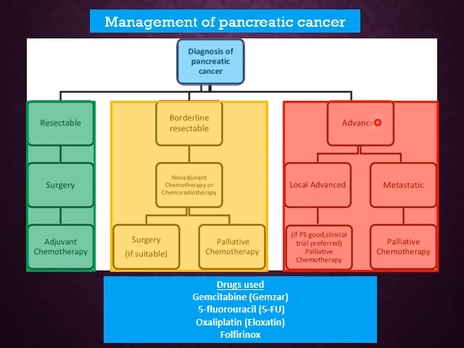Advanced pancreatic cancers can be locally advanced or metastatic. For locally advanced, if the prognosis is good, a clinical trial of palliative chemotherapy is given. If it is metastatic, advanced cancer, treatment is purely palliative chemotherapy. The drugs used are gemcitabine, 5-fluorouracil, oxaliplatin, and irinotecan, as in FOLFIRINOX.